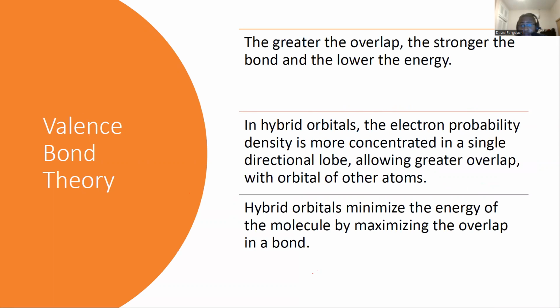In hybrid orbitals, the electron probability density is more concentrated in a single directional lobe, allowing greater overlap with orbitals of other atoms. So we're going to just keep on going. Hybrid orbitals minimize the energy of the molecule by maximizing the overlap in a bond. So this is like hinting to, or based in, ideas from Coulomb's law.